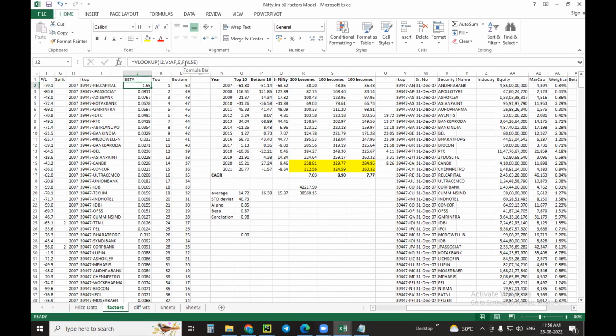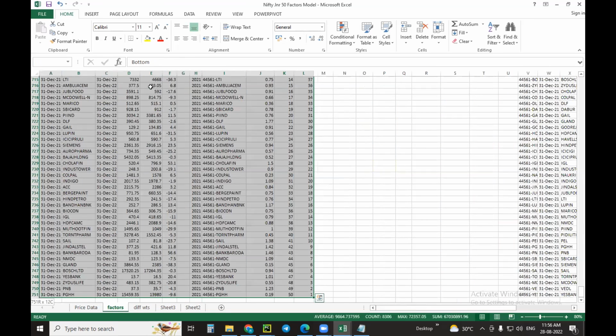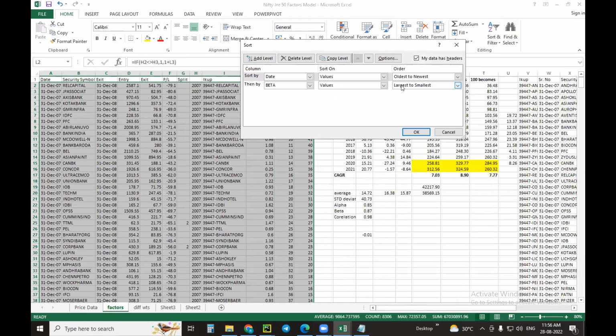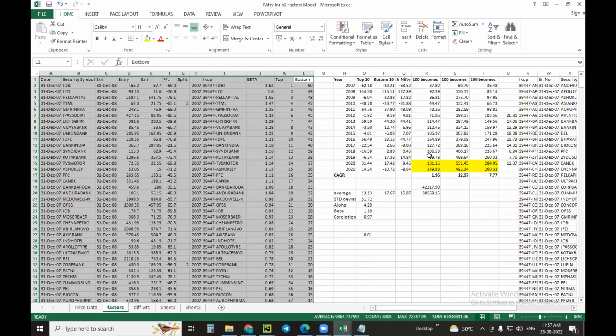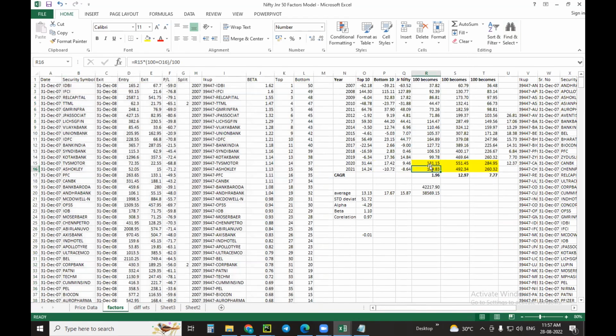This is not beta. Right. Yeah. Sort. Largest to smallest. Yeah. In that case, top is left hand side and bottom is P. So that's why you have to sort top to bottom always.